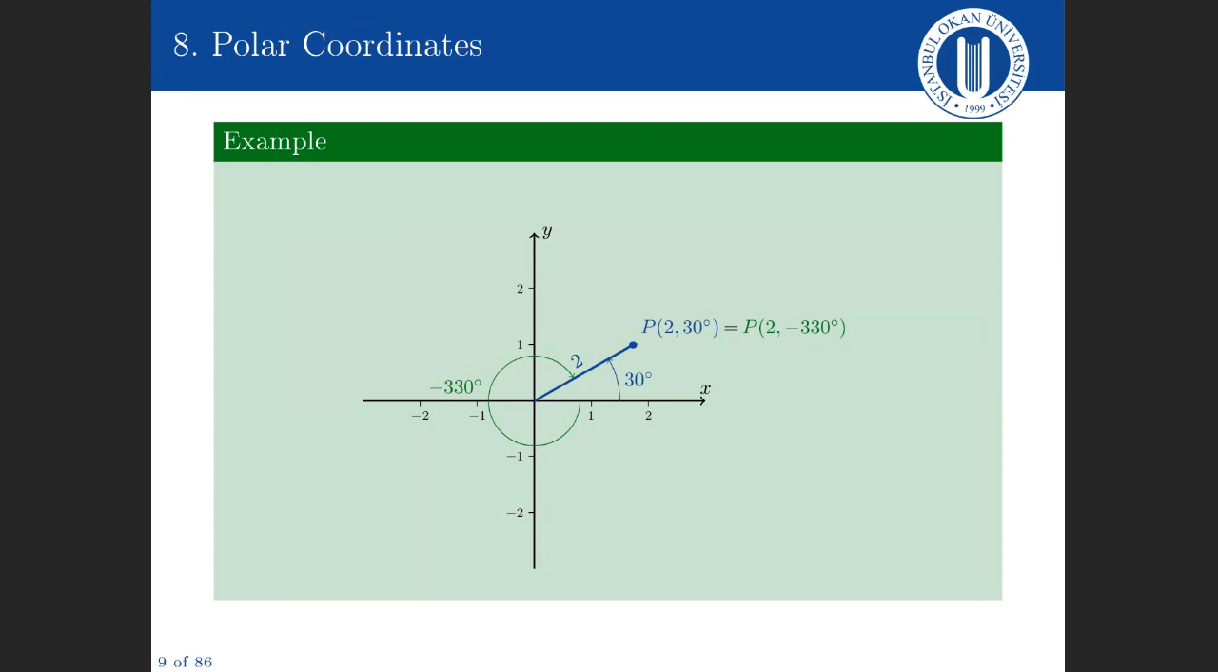Now, there's more than one way to describe the position of a point. This is the point with polar coordinates 2, 30 degrees. But we don't have to rotate our ruler anti-clockwise by 30 degrees. Let's suppose we rotate it the other way. Let's suppose we rotate it clockwise by minus 330 degrees. Then the ruler would end up in the same place. So this point also has polar coordinates 2, minus 330 degrees.